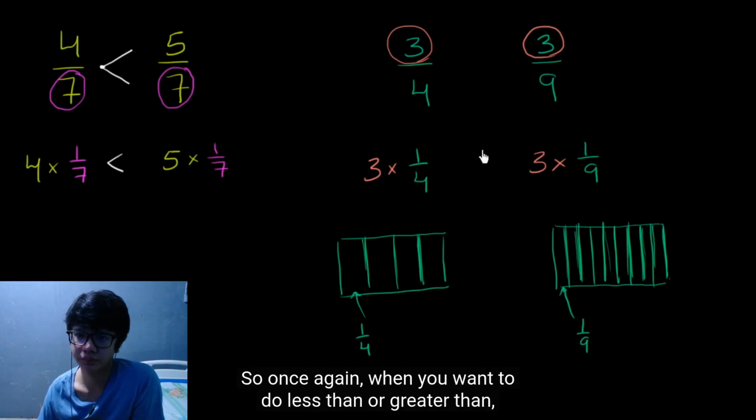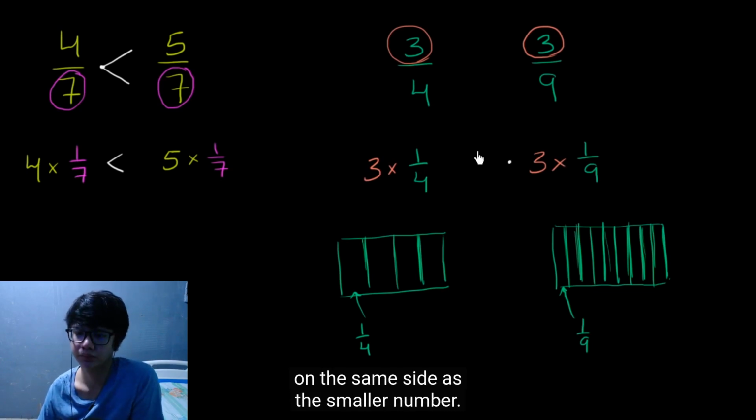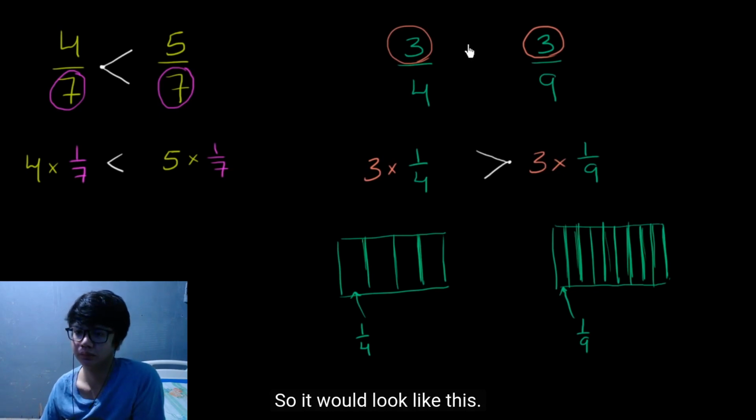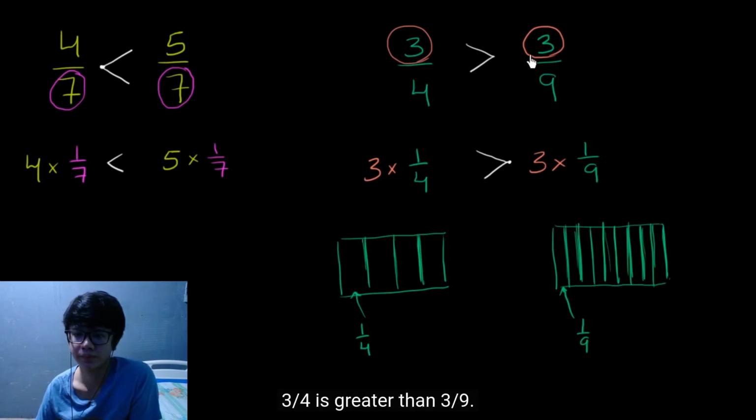So once again, when you want to do less than or greater than, you want to put the point, the small side of the symbol, on the same side as the smaller number. So it would look like this. And this is the greater than symbol because what you have on the left is the larger number. 3/4 is greater than 3/9.